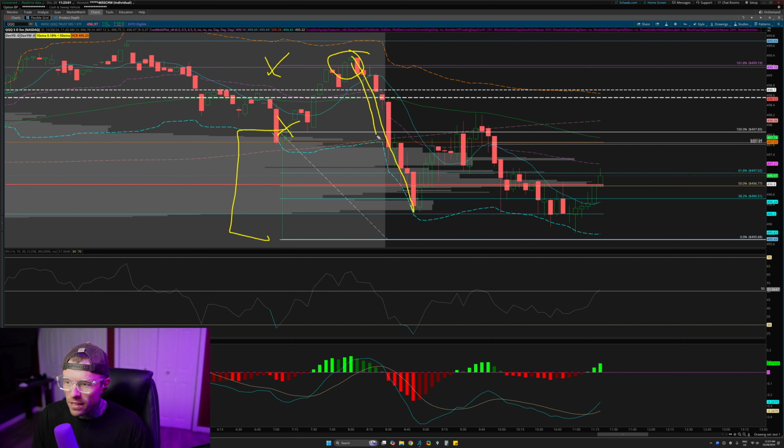We broke back into the box, retraced off the golden pocket, found resistance in the box, came back down for the lower low, and we almost filled target, which we're always out early here, and that would have been it.